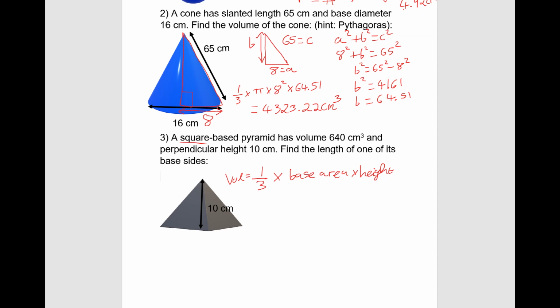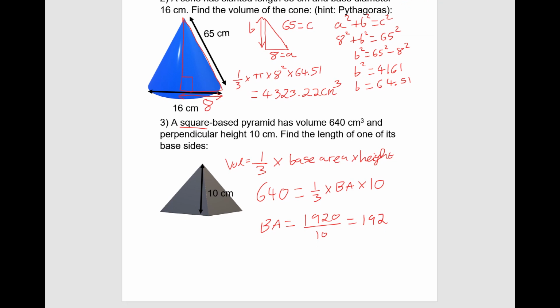So if I substitute in what I know, the volume is 640. So 640 equals 1/3 times base area times the height of 10. To get the base area on its own, I could multiply both sides by 3, which is going to be 1,920. And then I could divide both sides by 10, giving me 192. So the base area is 192 centimeters squared.